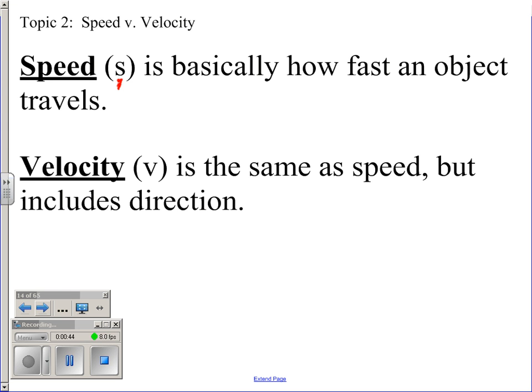Velocity, the symbol for velocity is a lowercase letter v, is almost the exact same thing. It tells you how fast an object is moving. It tells you the speed, but it also includes the direction.